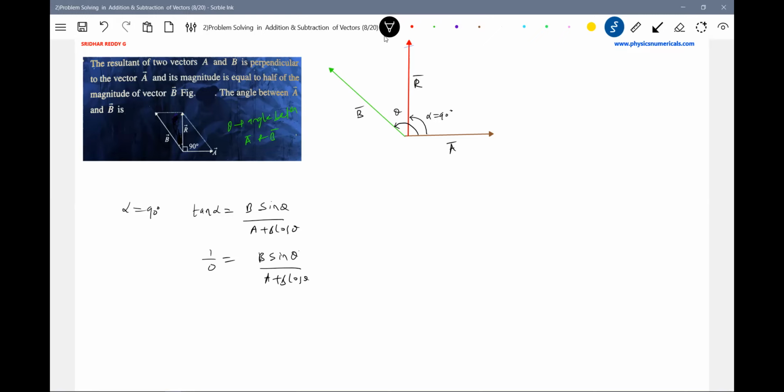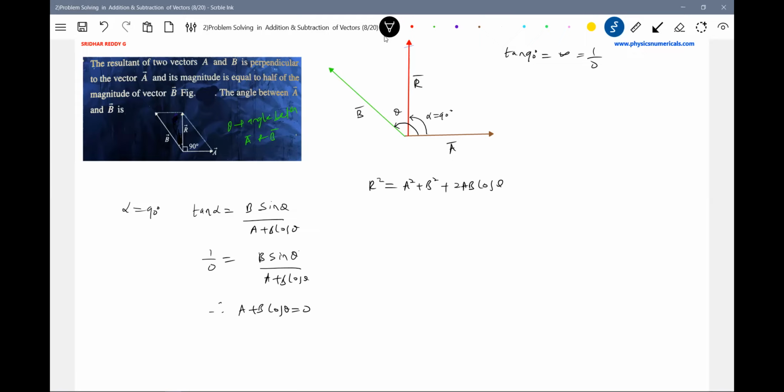I think everyone knows this mathematics. Tan 90 is equal to infinity. Infinity, can you write 1 by 0? That's what I did here. Okay, therefore what we can write, a plus b cos theta equals 0. The angle between a bar and b bar, we want that theta. Okay, let's come to the resultant formula. R square equals a square plus b square plus 2ab cos theta. Let's see what all we have.